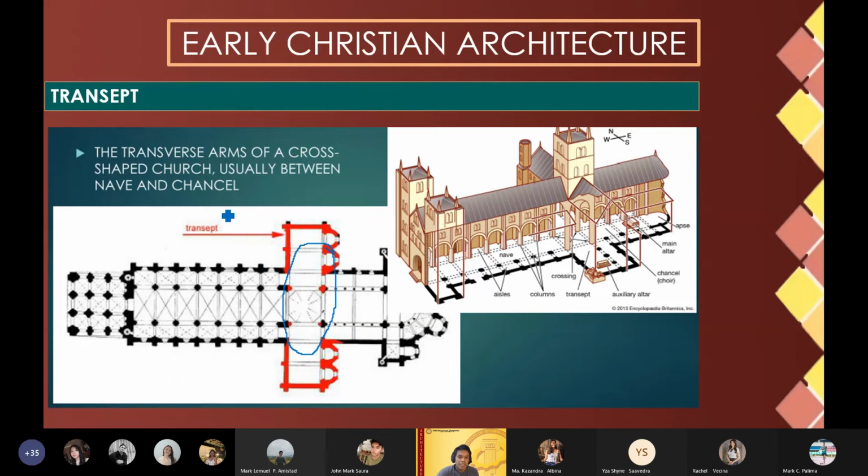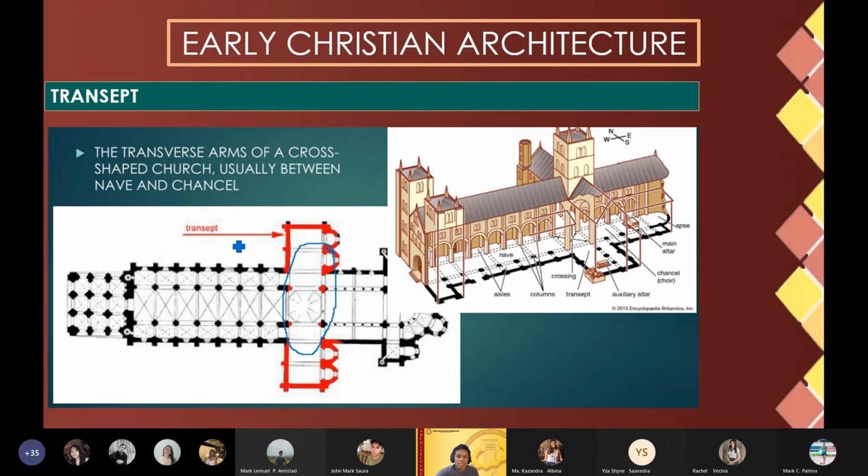So before the cruciform church was created, before they added this wing here, the wing on the north and the south, this part here is what you call bema. Since it was extruded, they protrude a certain part here on the north and south, that's what you call transept. The transept is the prolonged bema, more like an extended bema.